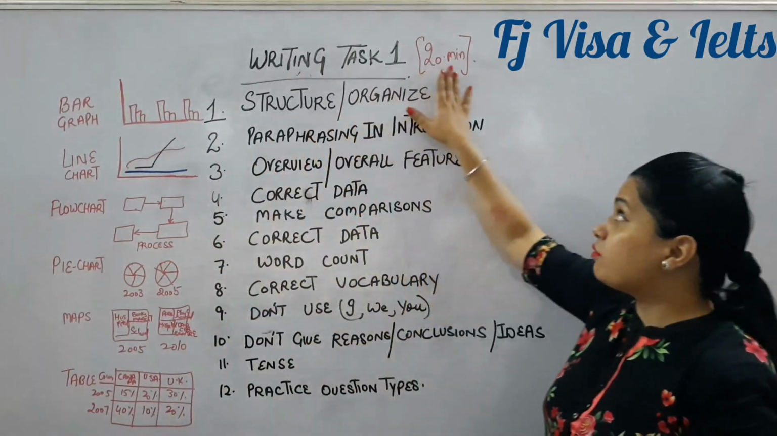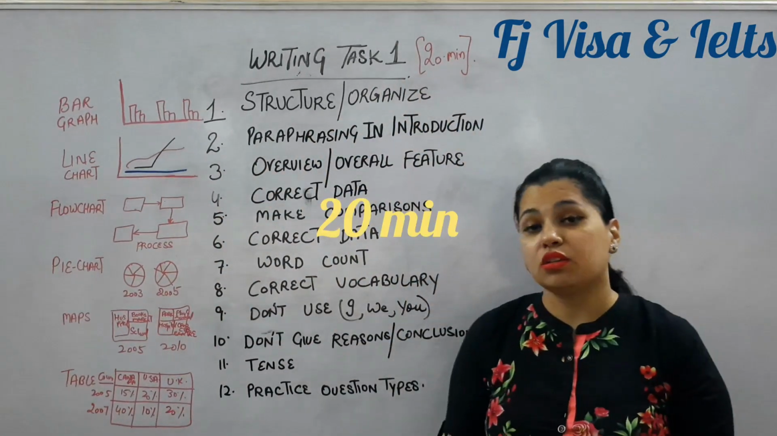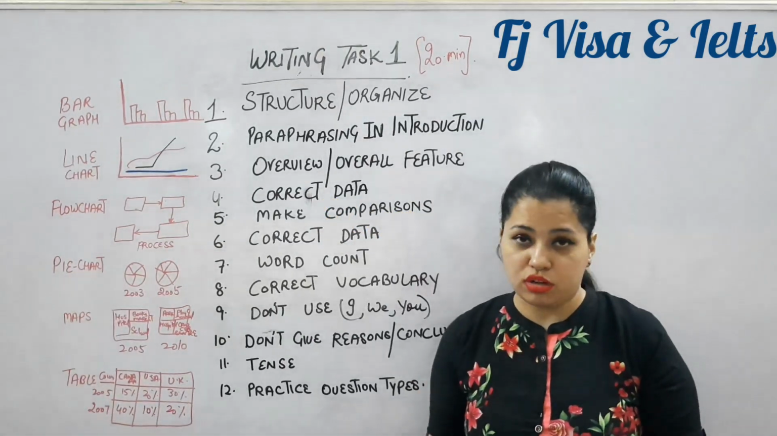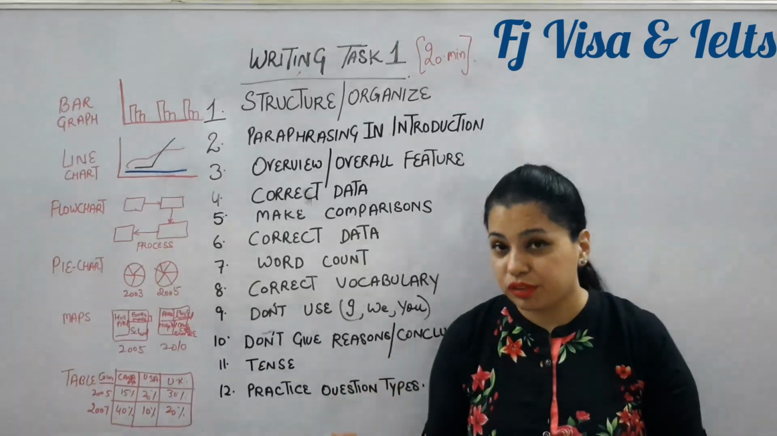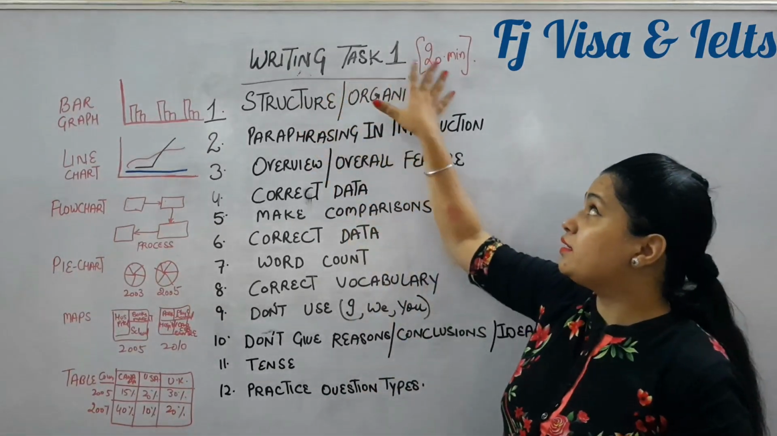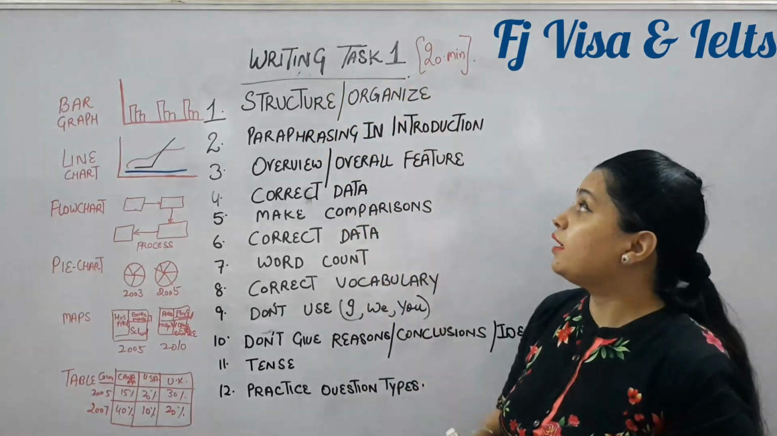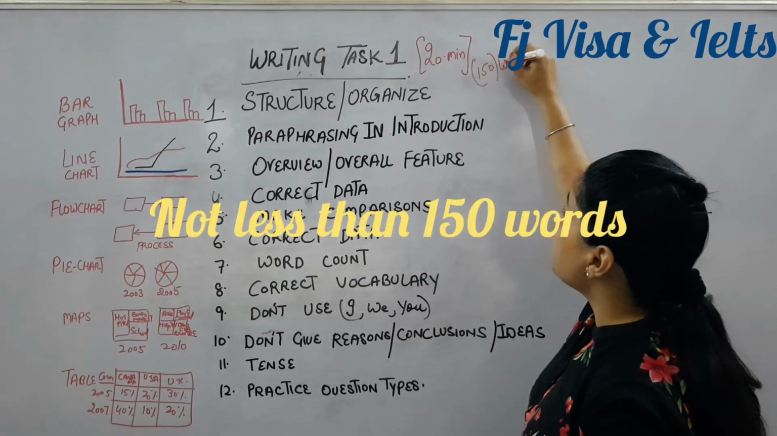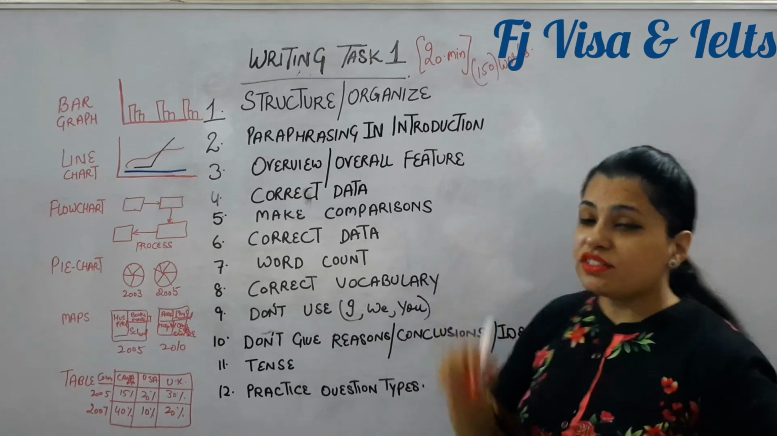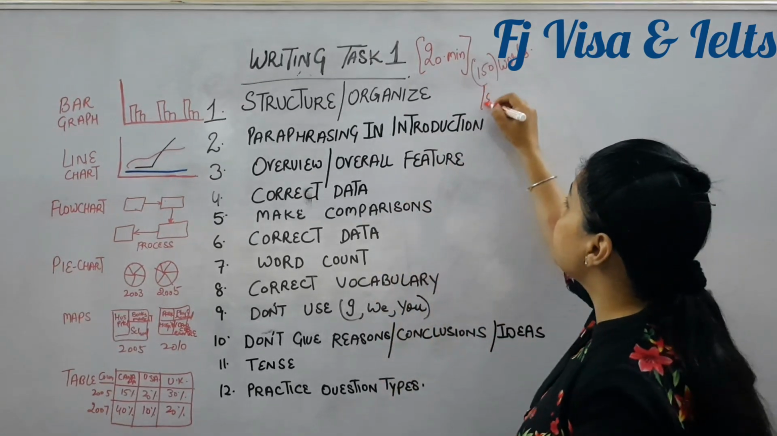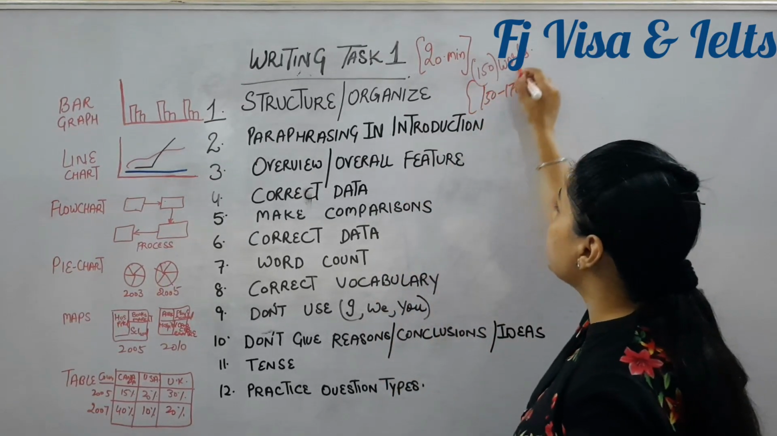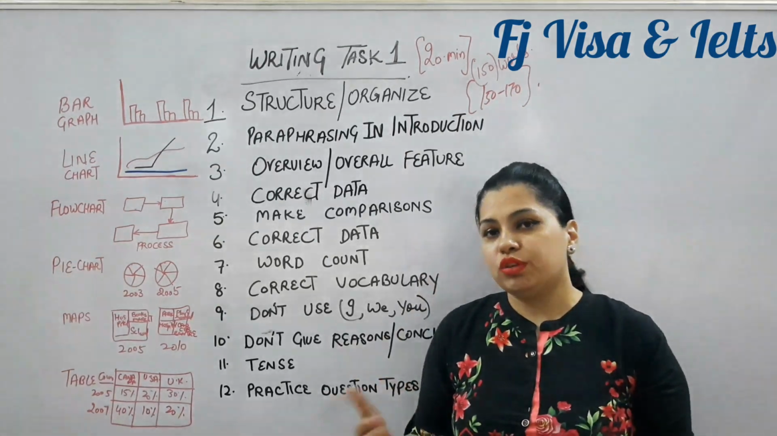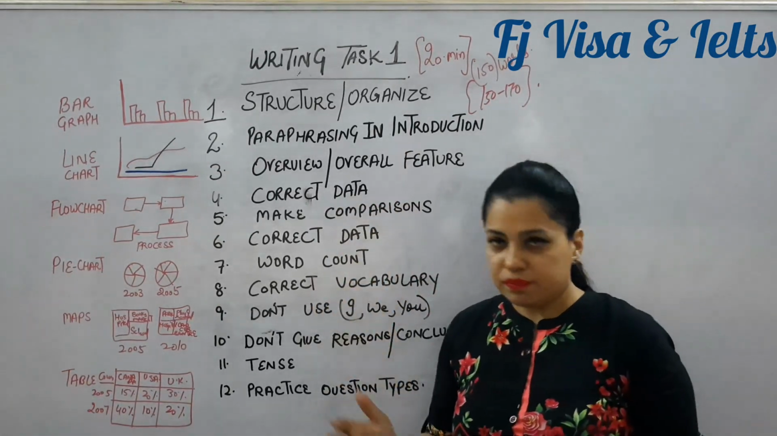Writing task 1 has to be finished in not more than 20 minutes, as we have to give time to writing task 2 also, which has to be written in 250 words. Task 1 needs 20 minutes and must be completed in not less than 150 words. I suggest that 150 to 170 words would be appropriate for writing task 1. And what does it include? We will go one by one on each section.